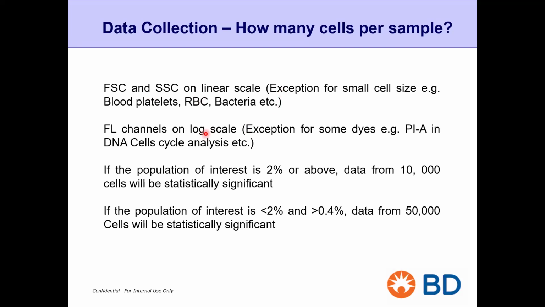And in case of almost all fluorochrome intensity or fluorochrome tag signals, the FL channel, meaning fluorescence intensity channel, should be in your log scale, except for your DNA cell cycle analysis, because there the dye binds to the DNA and it tells you the amount of DNA content, not exactly the intensity of the fluorescence.